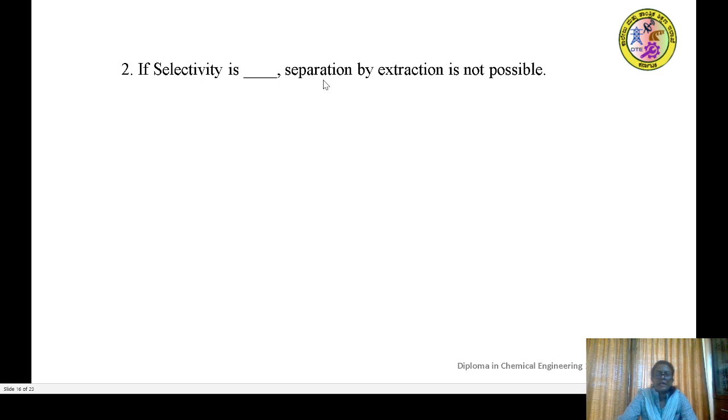If selectivity is dash, separation by extraction is not possible. Let us look at the options: 1, greater than 1, less than 1, 0. If we recall what you learned in the session, when selectivity becomes unity, then separation by extraction is not at all possible, because unity selectivity means both the equilibrium phases will have the same ratio of the solute to feed solvent. That means you cannot separate the given mixture by using the particular solvent. So if selectivity is 1, extraction is not possible. Answer is A.